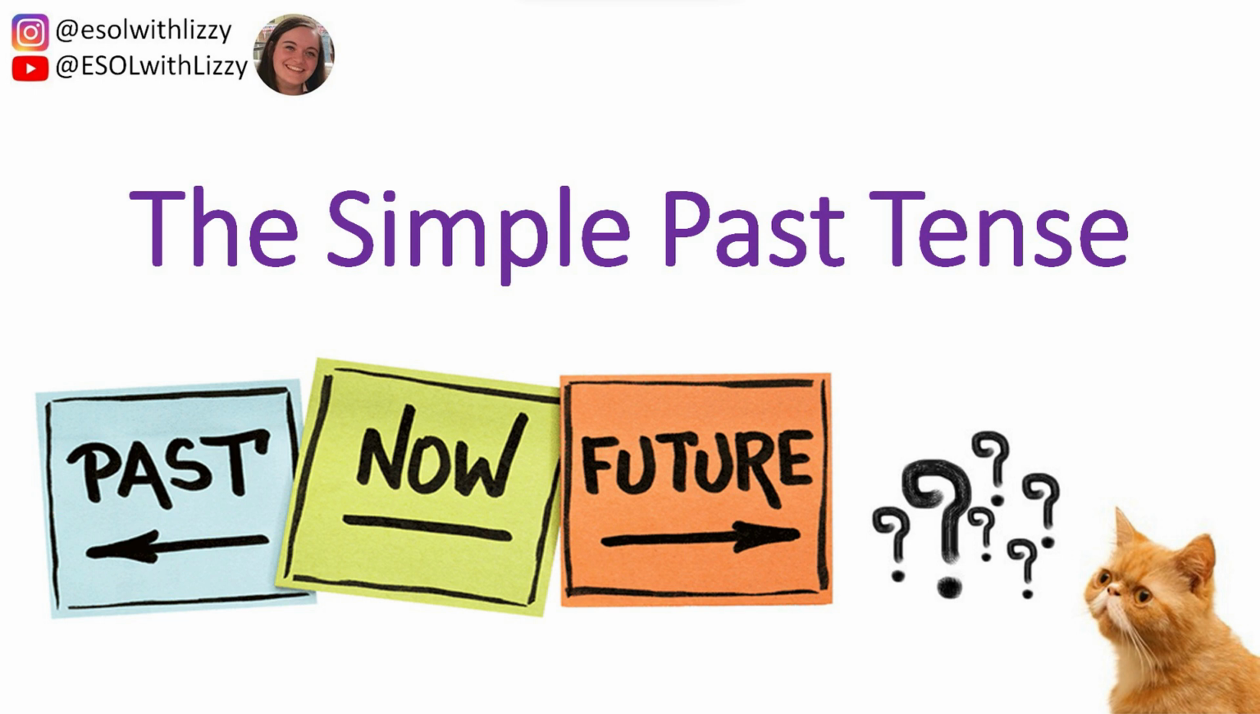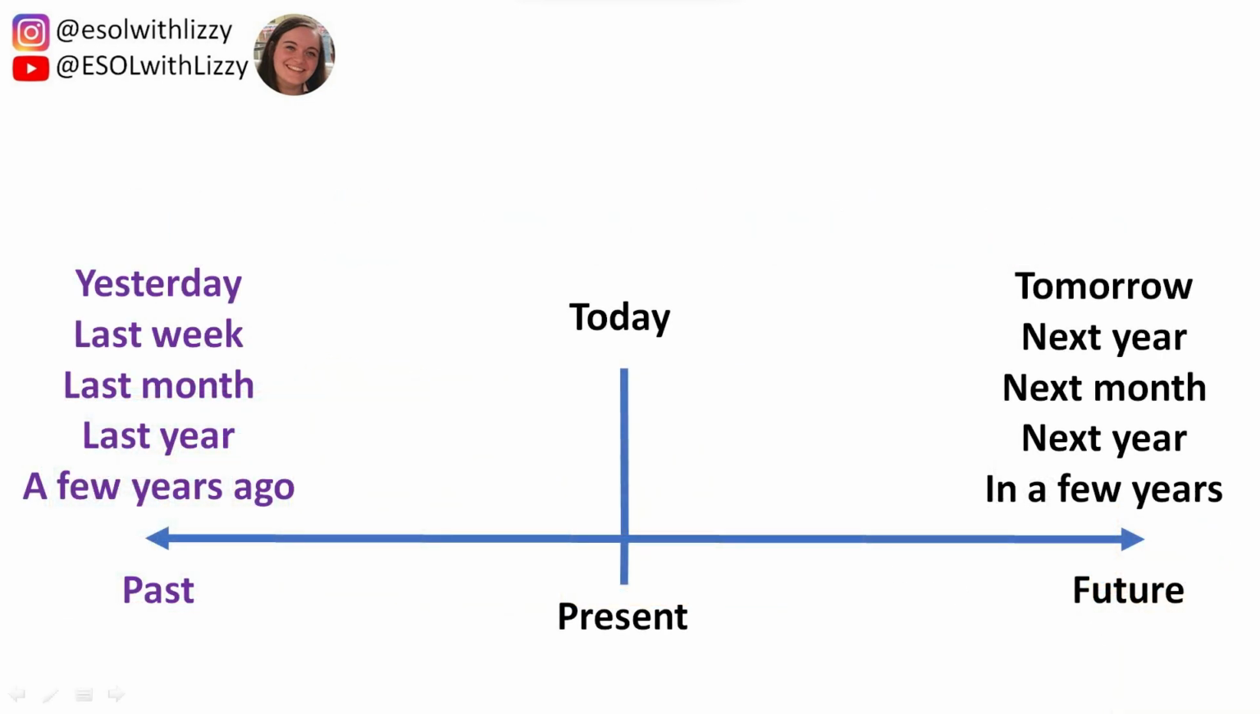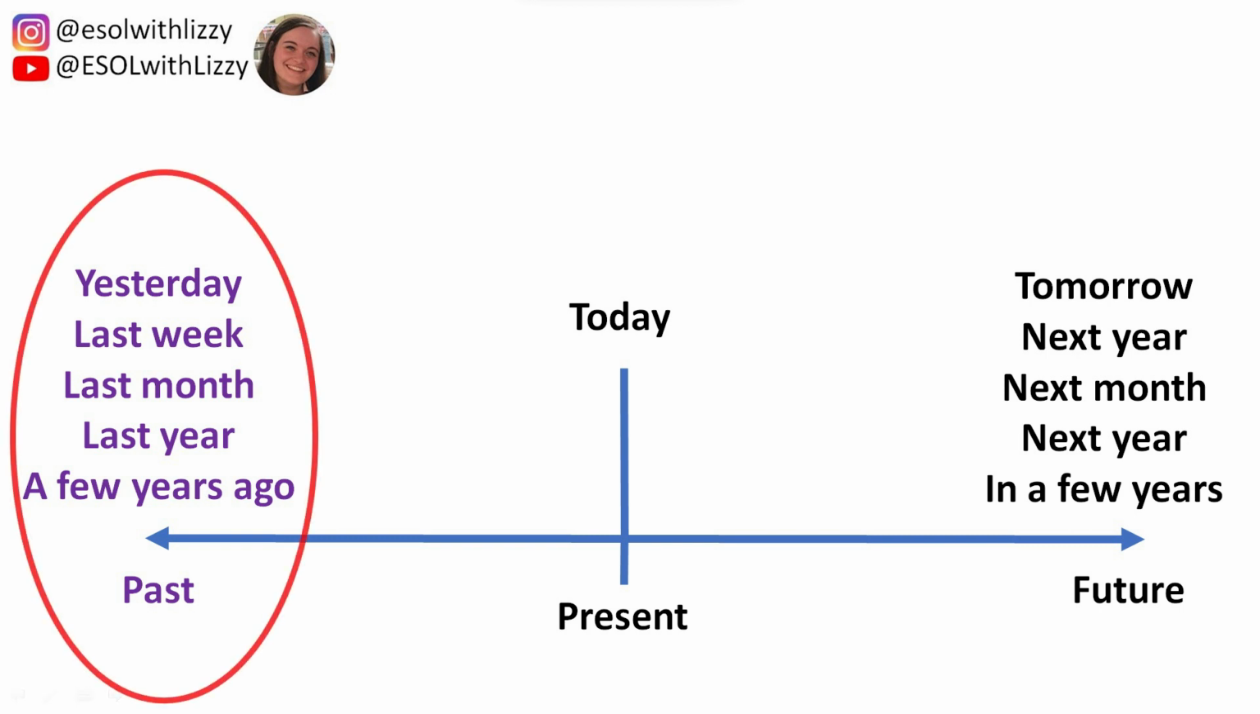Today we are going to talk about the simple past tense. This video is perfect for entry 2 ESOL learners and above. In English, we use the simple past tense to talk about things that happened or existed before now. Either yesterday, last week, last month, last year, or a few years ago.